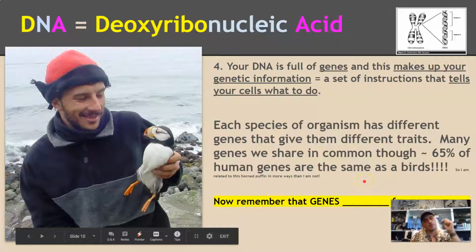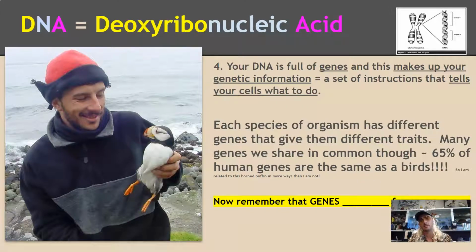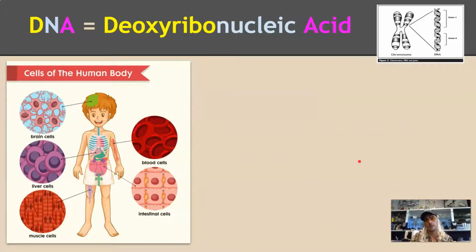Kind of cool. And remember, when I'm talking about genes, genes code for proteins. So 65% of my proteins are the same as this bird's, right? I have fingernails and the bird has claws, and they're actually made of the same protein called keratin. Kind of cool. Okay, yeah, that means I'm 65% bird protein. How neat is that?